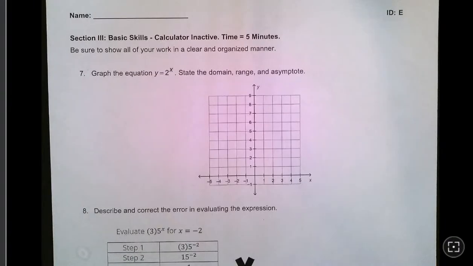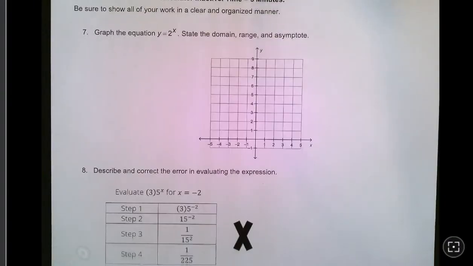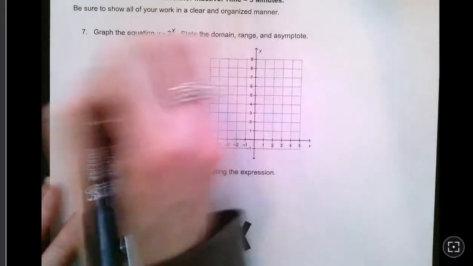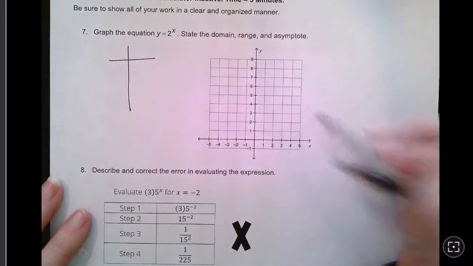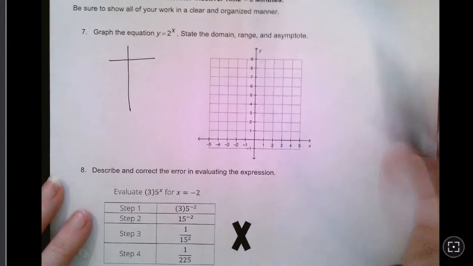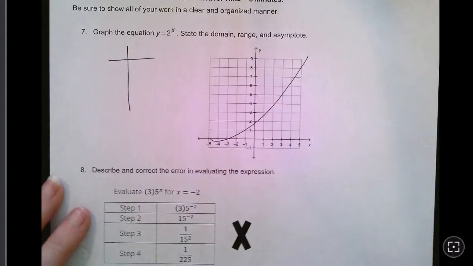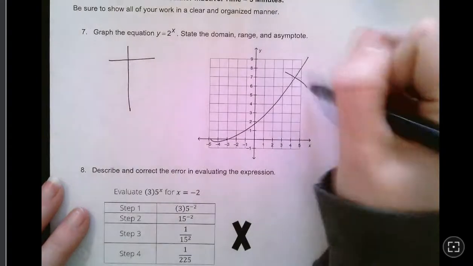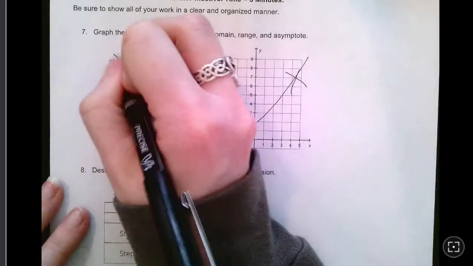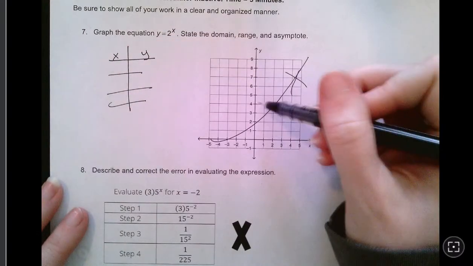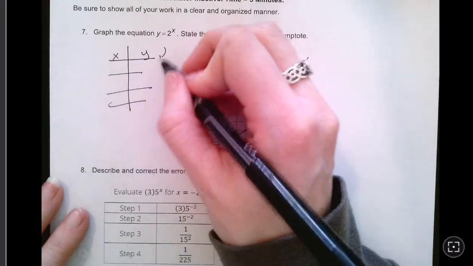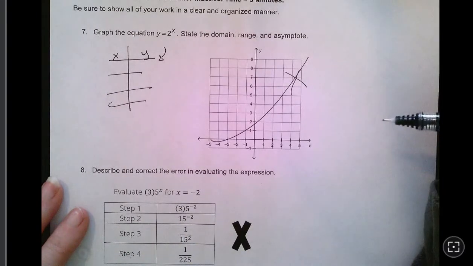For this calculator inactive part, graphing the equation, I always recommend making that table. I saw a lot of you not using 3 points on your graph or not having accurate points. You just kind of like, boom, that's a growth function. This doesn't work. I want to see x and y values that are plotted accurately here, so it helps if you make this table here in order to do that.